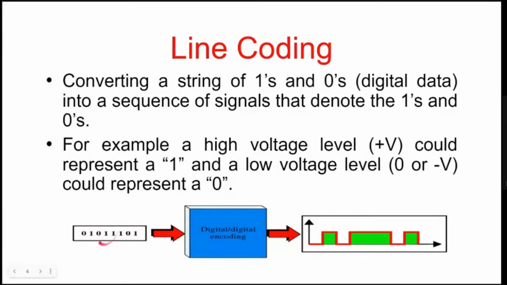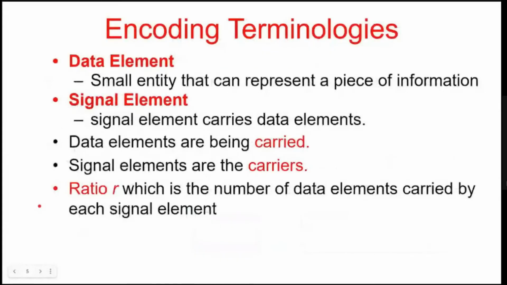Now you can understand how the binary value will be converted into a signal. Okay. So on the receiver side, the same signal is converted into binary and the binary is converted into the original message. So this is the process, right? The digital signal is converted into digital data and the digital data is converted into the original message. This is the line coding method. And here, the encoding terminologies.